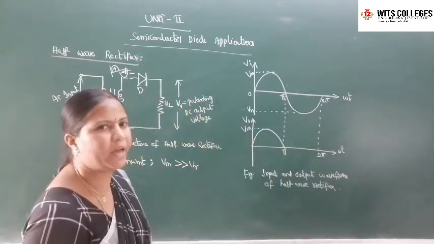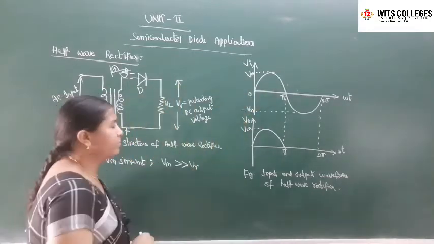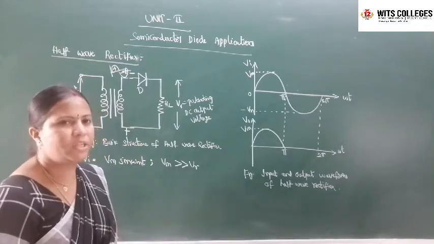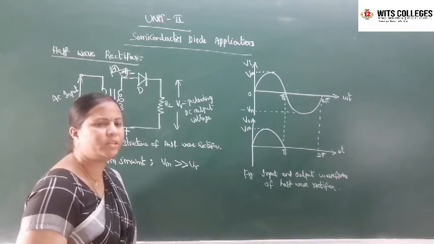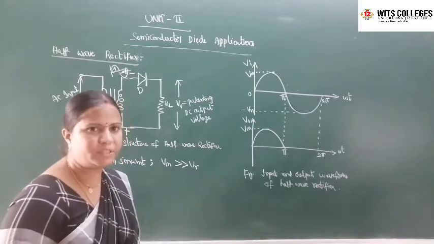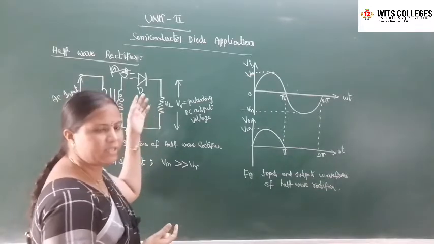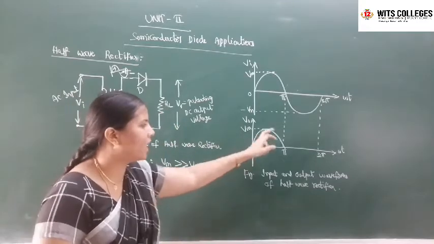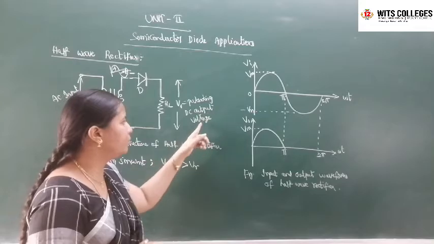So what is happening here? During the positive half cycle of the AC input voltage, the transformer secondary terminal A becomes positive, B becomes negative. So the diode is in forward biased mode. In forward biased mode, the diode acts like a closed switch, that is, it acts as an on switch. So there is a conduction of current through the load resistor RL, and you will get the output like this. So the output is pulsating DC output voltage.